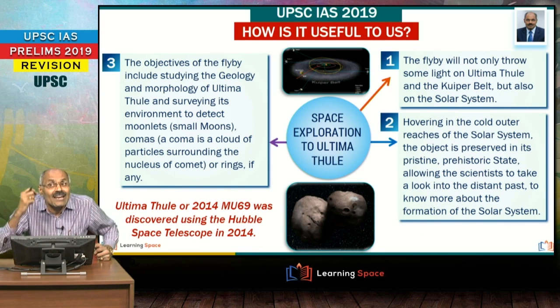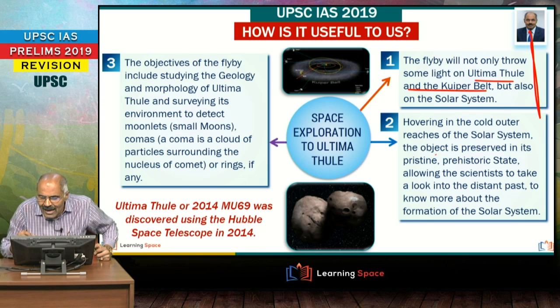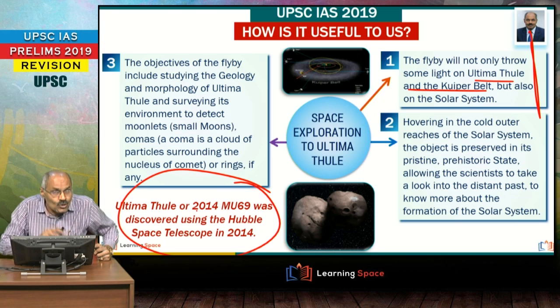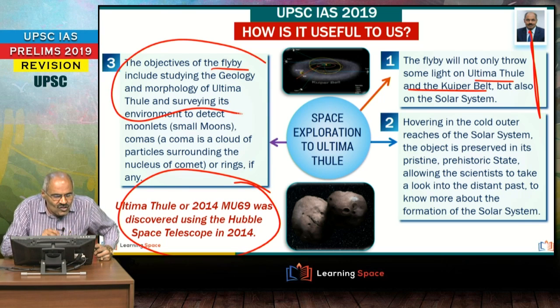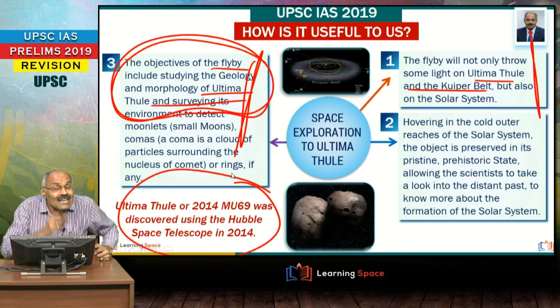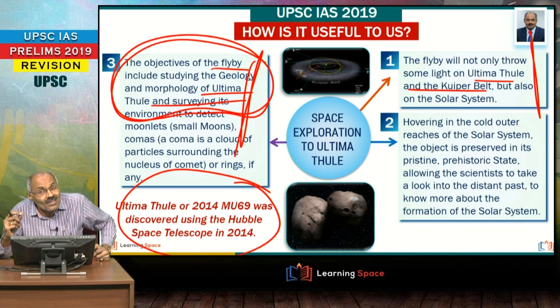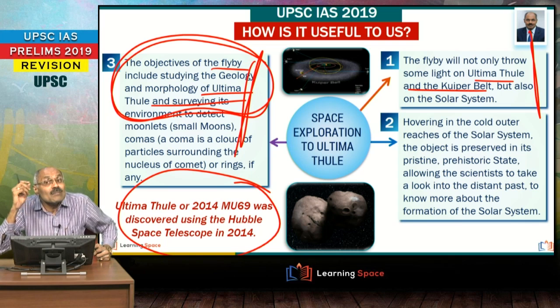And have a glance at it. It throws some light on Ultima Thule and the Kuiper belt, right? It was discovered using the Hubble telescope in 2014 only, right? So the objective of the flyby includes studying the geology and morphology of Ultima Thule and studying its nearby environment, right friends? This is about the important aspects of Ultima Thule.